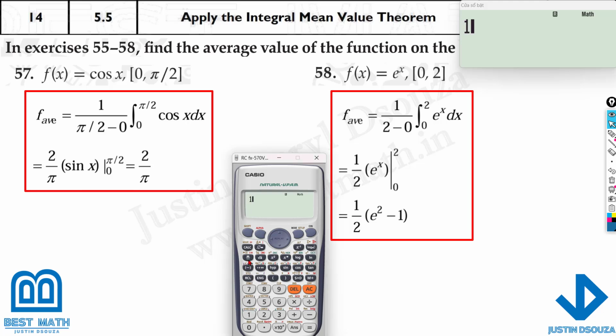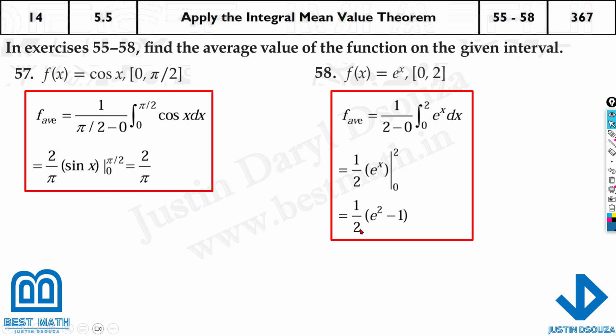Let's put this out over here. It's 1 by 2 multiplied with. You can avoid the multiplication symbol, but make sure you write the brackets. Otherwise, it'll be wrong. It's shift e to the power 2 minus 1 and close the bracket. Now, in case you had not put the brackets, it's entirely wrong, because over here it'll be half times e squared minus 1. That'll be separately done. So here it's 3.1, and yes, that's the correct answer, isn't it? So this is how we can easily solve all these problems in the calculator itself.